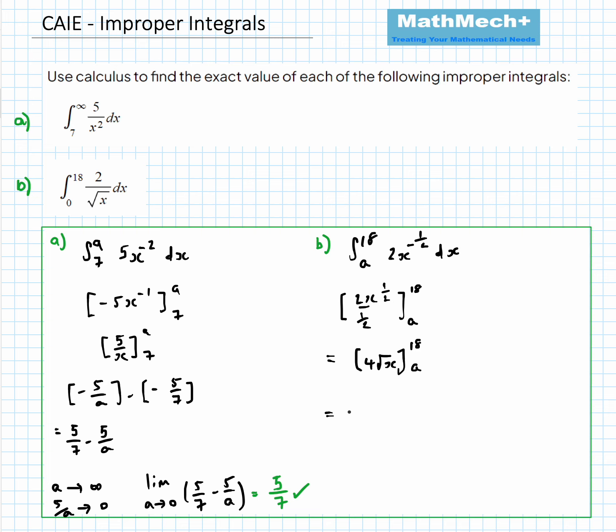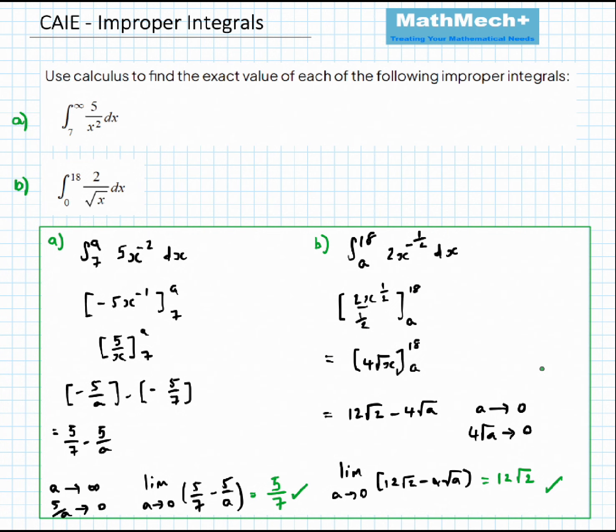So once we've done that, we can again, just like the previous question, plug in our values, or our boundaries were 18 and a. Remember that our function of 2 over root x is not defined when x is equal to 0. We take our limit as a tends towards 0, so 4 root a tends towards 0. So our limit there, 12 root 2 minus 4 root a. So we end up again with 4 root a equal to 0. So 12 root 2 is our final answer.